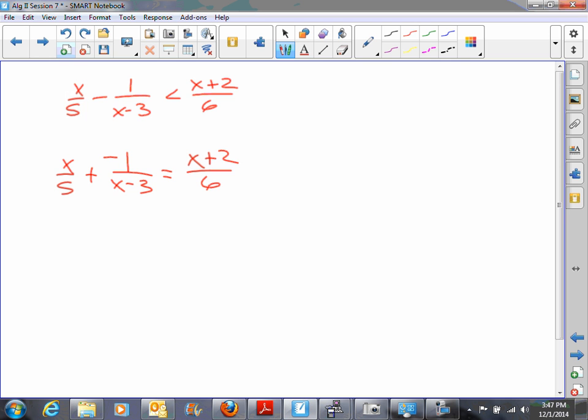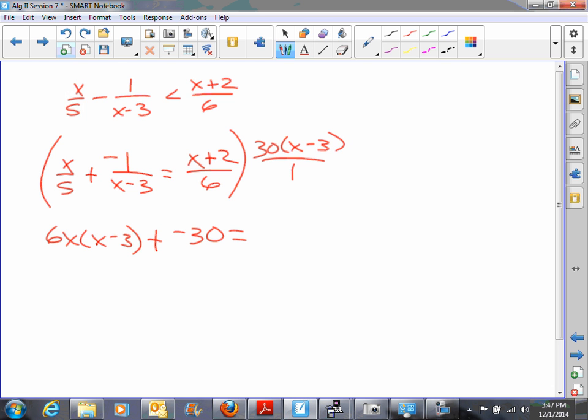So here, I think you'll recognize that 30 times x minus 3 is the lowest common multiple. So we'll multiply both sides by 30 times x minus 3. Now, x over 5 times 30 times x minus 3, the 5 will cancel into the 30, leaving 6x times x minus 3. In the second one, the x minus 3's will cancel, and we'll be left with negative 30. On the right-hand side, the 6 will cancel with the 30, leaving a 5, and so we have x plus 2 times 5 times x minus 3. And now some algebra needs to happen.